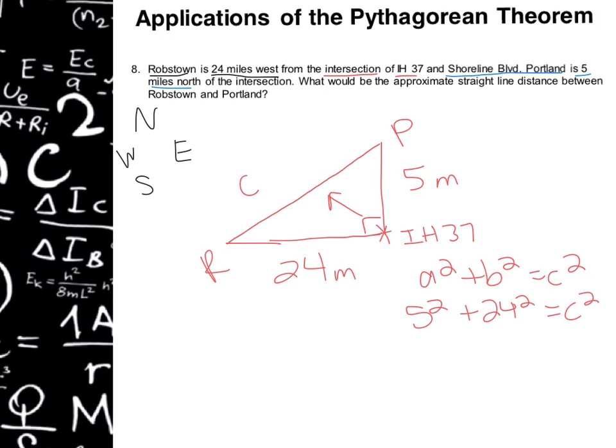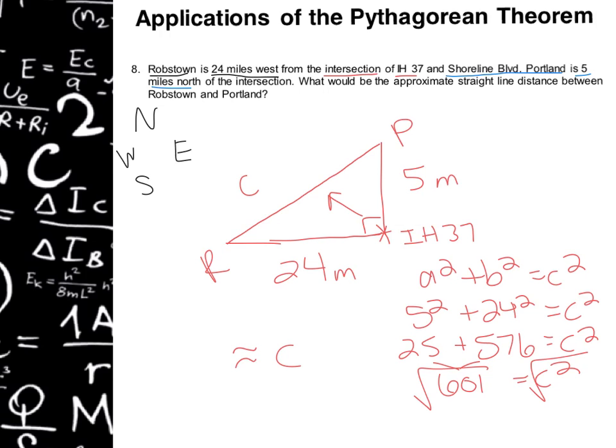When we square those numbers, we get 25. 24 squared is 576, equals c squared. So we can combine these two numbers, giving us 601 equals c squared. And our last step would be to square root those. We need to do the opposite of squaring. So we would get c is approximately 24.5 miles.